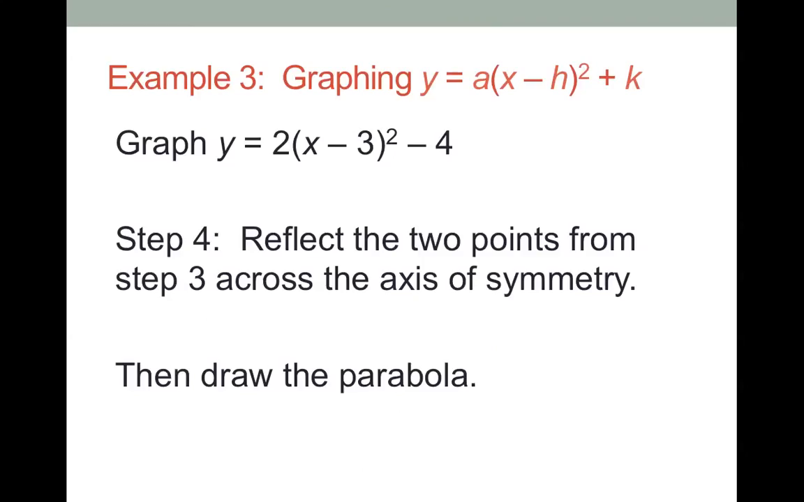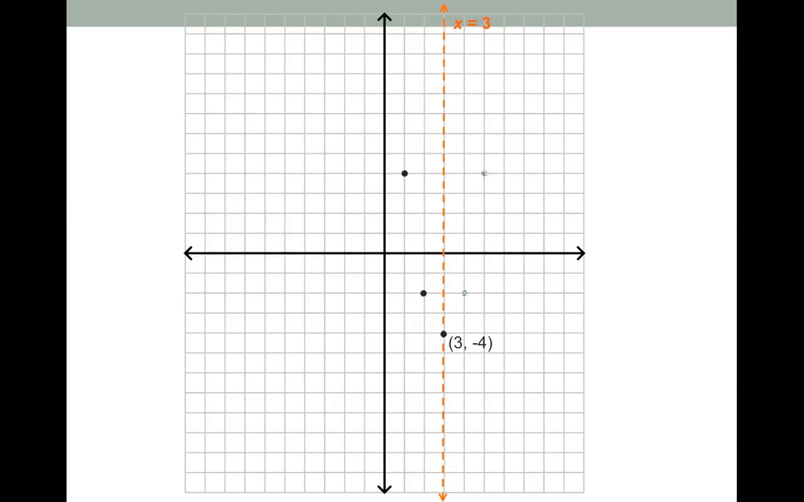And then I can do step 4, which is to reflect those 2 points through the axis of symmetry. So I reflect there, and I draw my parabola. So even though the form of my quadratic is different, the steps are not. The steps are still to find your axis of symmetry, find your vertex, find 2 more points, and then reflect them through the axis of symmetry. It's just how you get those answers that's a little bit different.